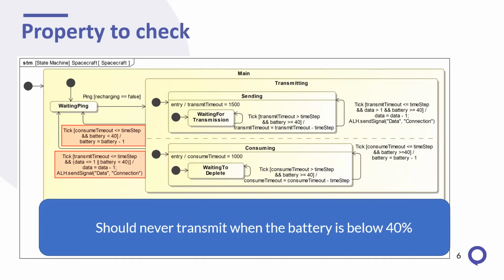Although the battery below 40 condition is on both outgoing transitions of the transmitting state, traversing and exploring all possible behaviors and all possible execution paths of this state machine can be cumbersome if we have to do it manually. So we need automated methods which can automatically traverse all possible execution traces and prove that there is no such configuration when the state machine is in the transmitting state while the battery is below 40.